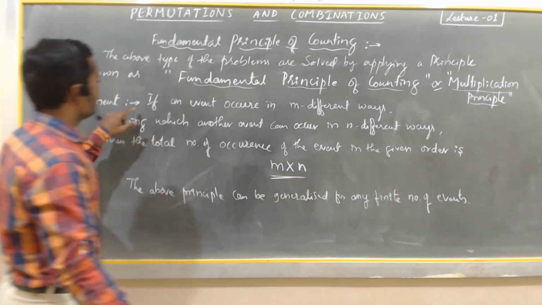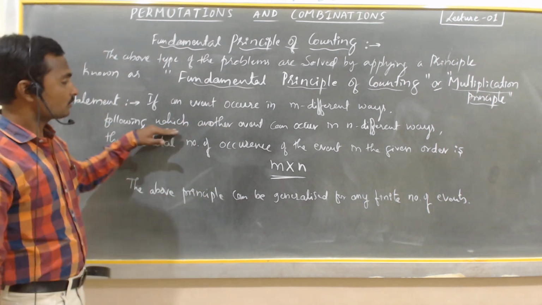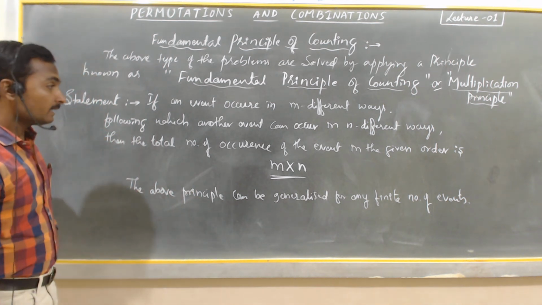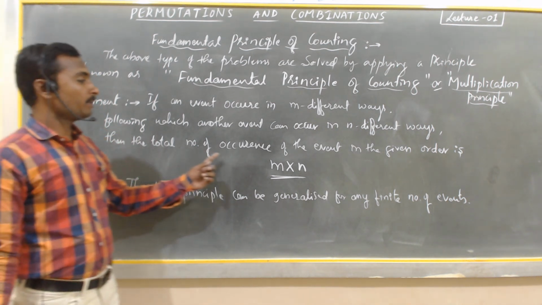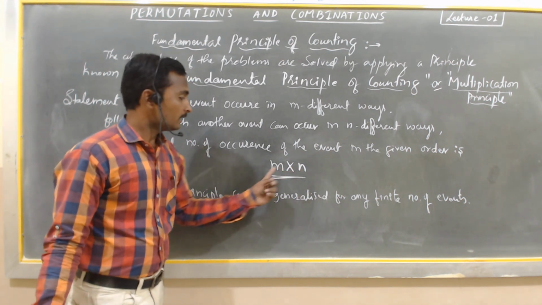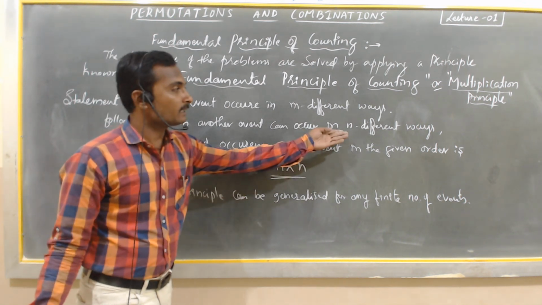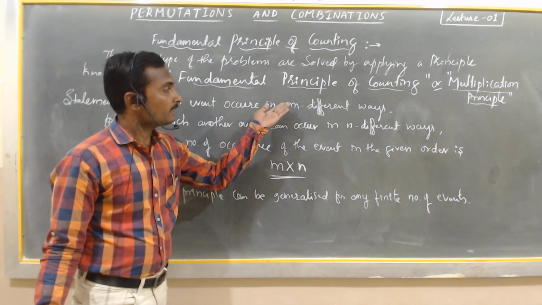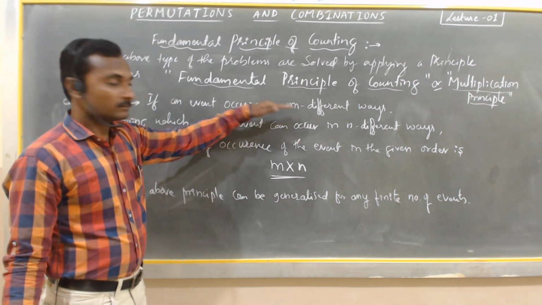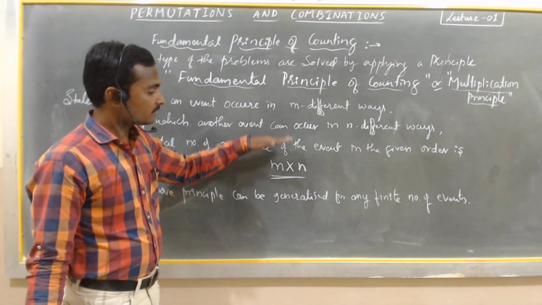So I repeat here, if an event occurs in m different ways, and following which another event can occur in n different ways, then the total number of occurrences of the event in the given order is m into n. That is, if the n different ways are in the first order and m is second order, then the product is n into m. Because here m different events are possible in the first step, therefore m. Then the second is n, therefore m into n.